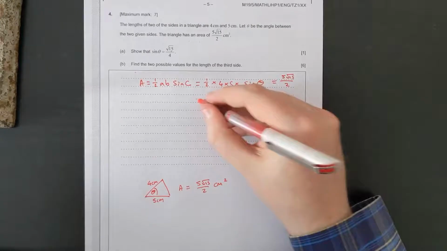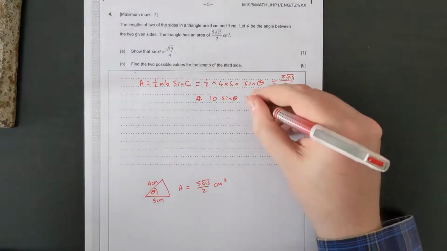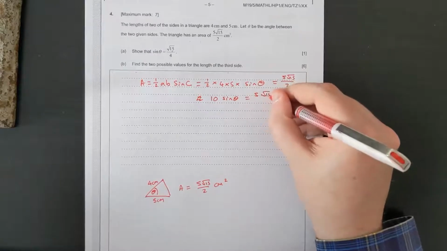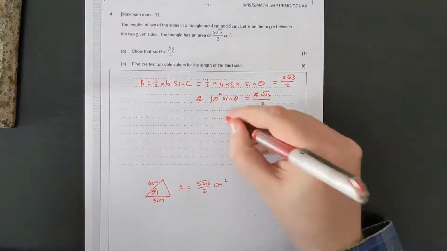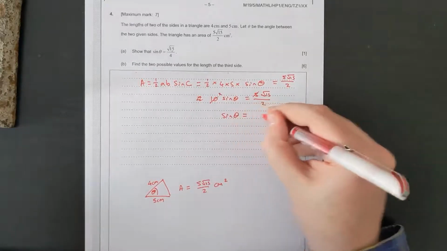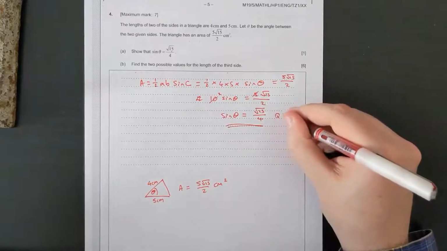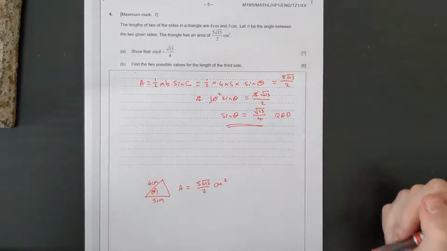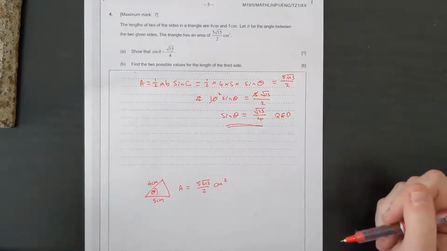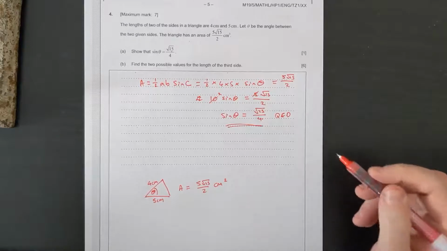So a half times 4 times 5 is just 10, so 10 sine theta is equal to 5 root 15 over 2. I can divide both sides by 5 and then again by 2. Sine theta is root 15 over 4. And because this is a show that question, I'm making absolutely clear to illustrate that I know exactly what I'm doing from each step. Part B then, find the two possible values for the length of the third side.